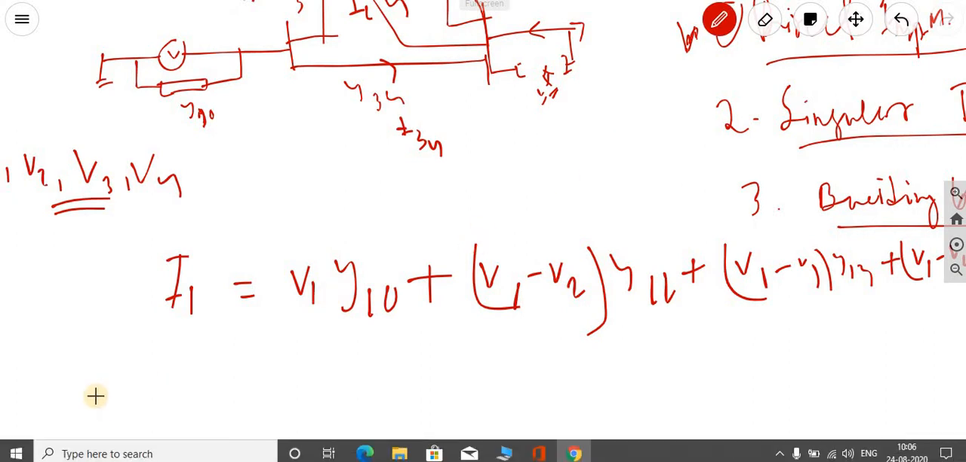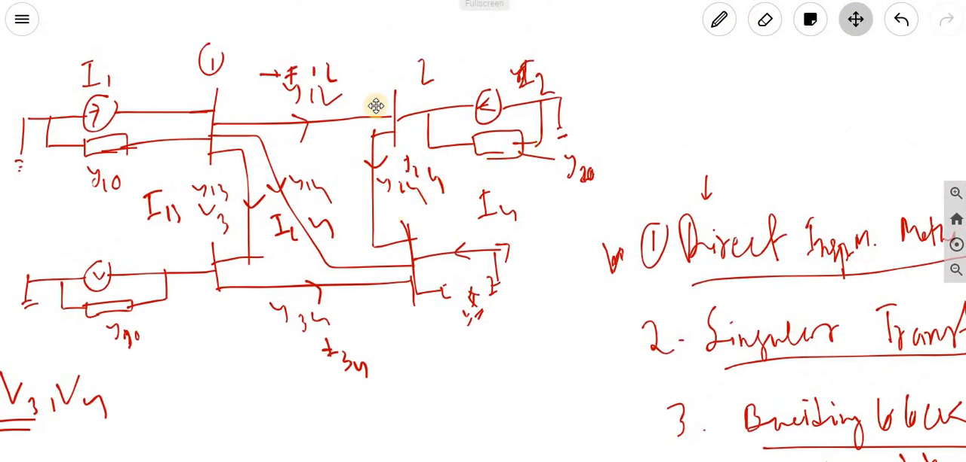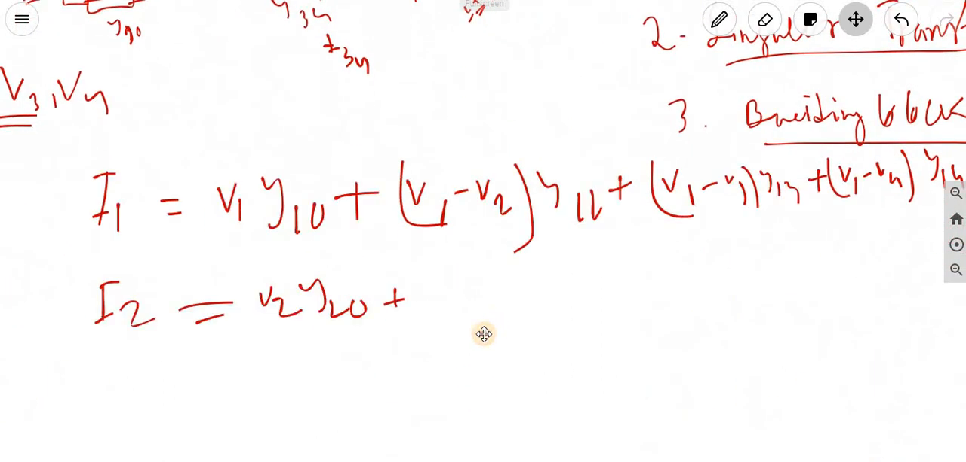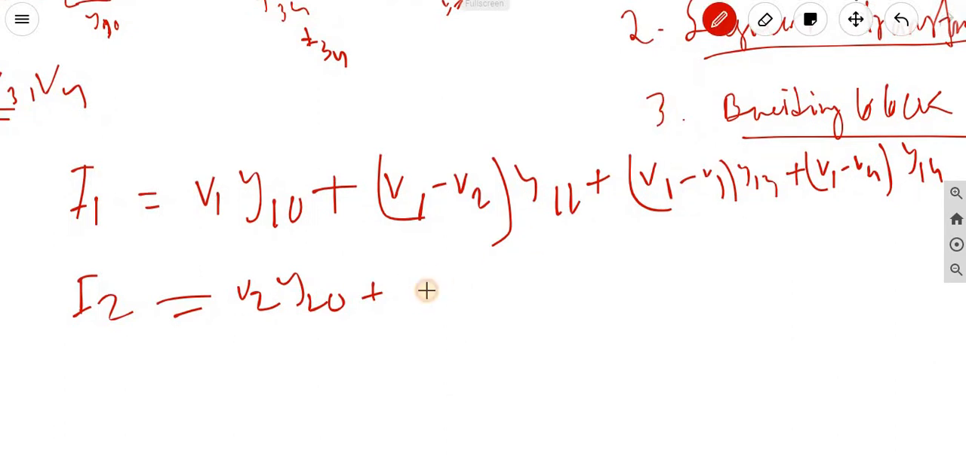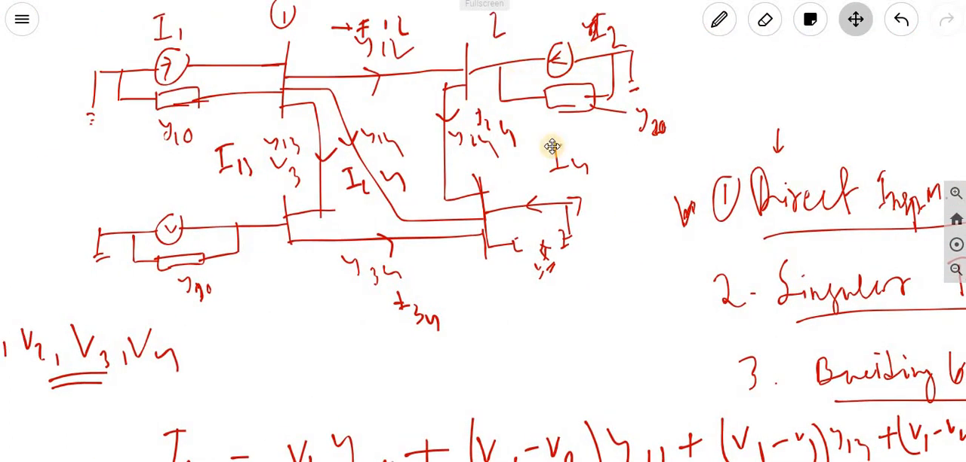For equation 2, or I2, what could we get? Bus 2, y20, and y24 (V2 - V4), minus (V1 - V2) y12. This is equation number 2, the current injection.